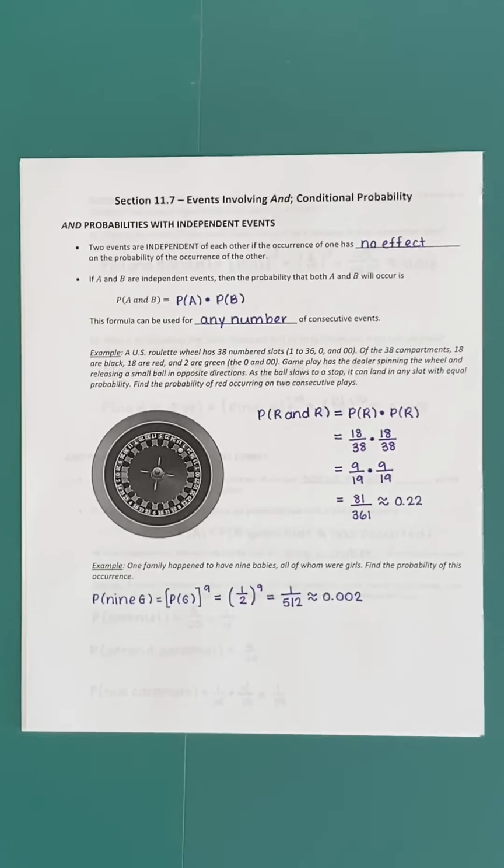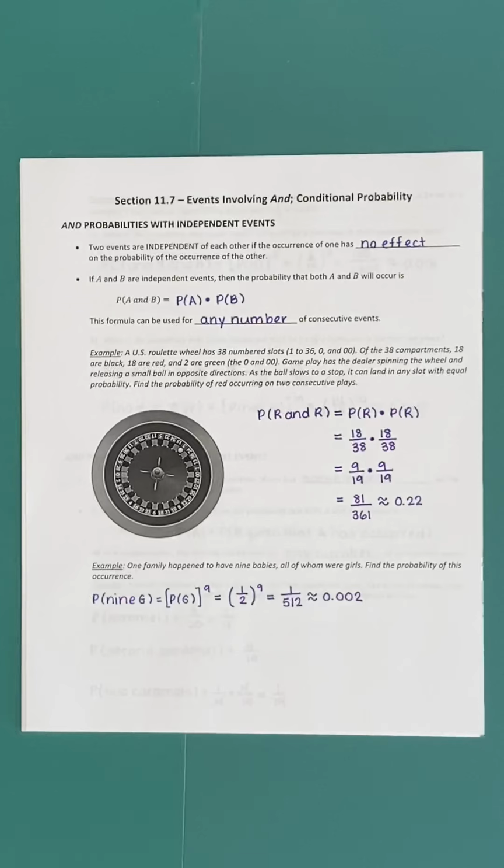Okay, let's look at another example. So one family happened to have 9 babies, all of whom were girls. Find the probability of this occurrence. Now we're going to assume that it's 50-50 that you get a boy or that you get a girl. That may not be true in real life depending on the parents and genetics and a lot of different factors. But otherwise, we can assume that getting a girl is just as likely as getting a boy. Well, this family had 9 babies and all of the babies were girls. How likely is it that we end up with 9 girls?